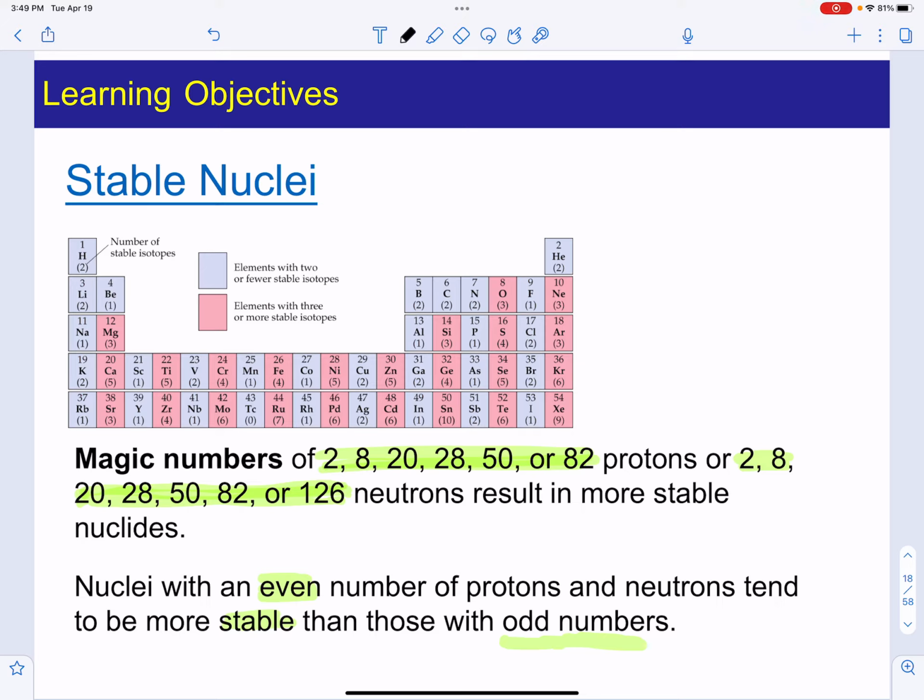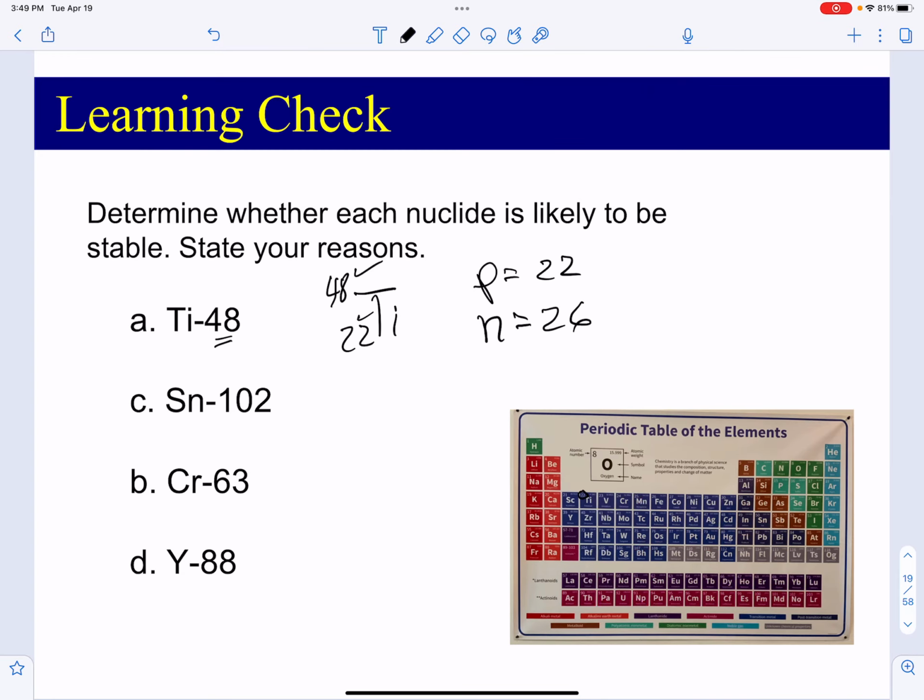Are 22 and 26 also some of those magic numbers? No, they're not the magic numbers, but they are even numbers. So we're not saying that they're super stable. We are saying that they're more stable if I was comparing them to something with odd numbers. So you can say that this is most likely a relatively stable isotope because the amount of protons and neutrons are even numbers. That would be one way to say that.